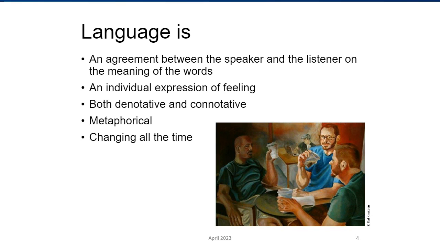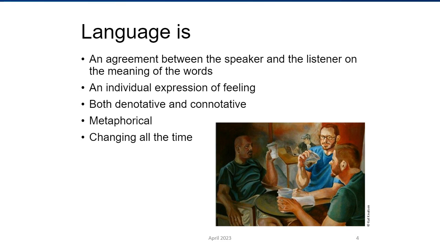Language in general is an agreement between the speaker and the listener. If I start babbling and it doesn't correspond to any known human language, we think I'm a baby. Language has to be something that both people understand to be able to express anything, but yet it's an expression of what you feel as much as the strict literal meaning of the words.